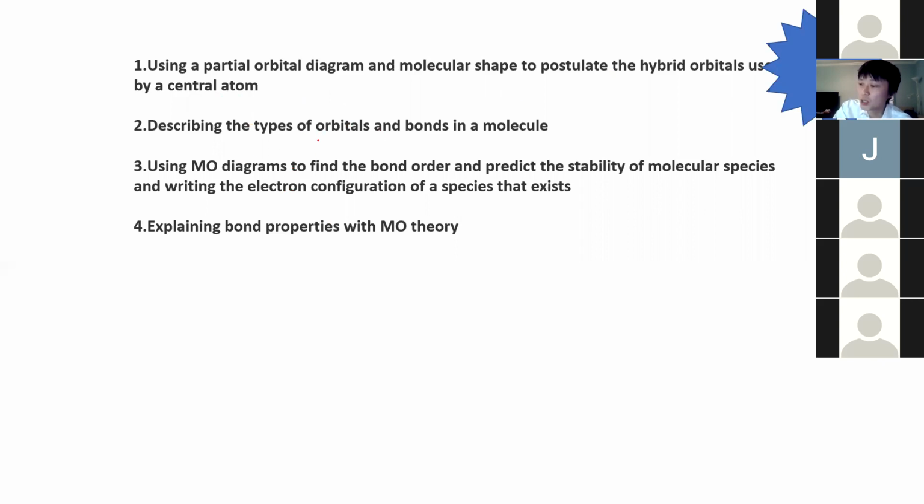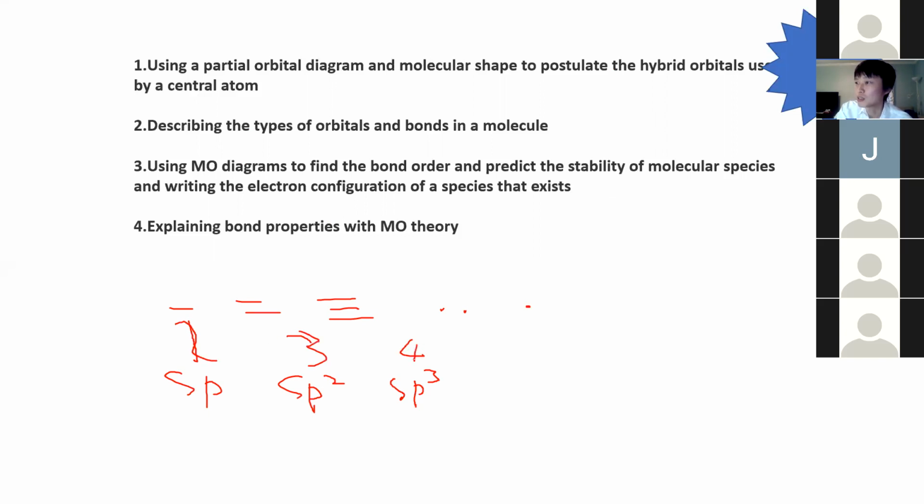For hybridization, we should be able to tell what type of hybridization orbitals the central atom has, based on the number of electron groups around the central atom. A single bond, double bond, triple bond, lone pair of electrons, or a single electron all count as an electron group. So we could have sp, sp2, sp3. This is for 2 electron groups, this is 3 electron groups, and this is 4 electron groups.